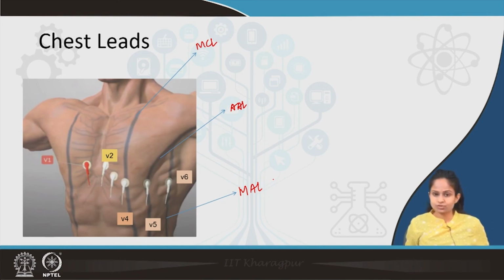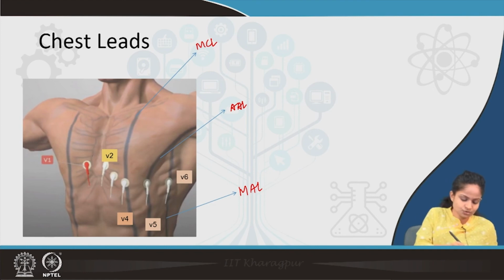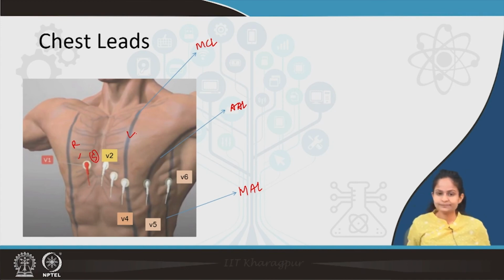We will place the electrode V1 at the level of the right fourth intercostal space, just lateral to the sternum. So, this is the sternum, and this is the right and this is the left portion of the heart. We are placing V1 at the level of the 4th intercostal space at the right side of the sternum. V2 is placed at the level of the 4th intercostal space on the left side of the sternum.